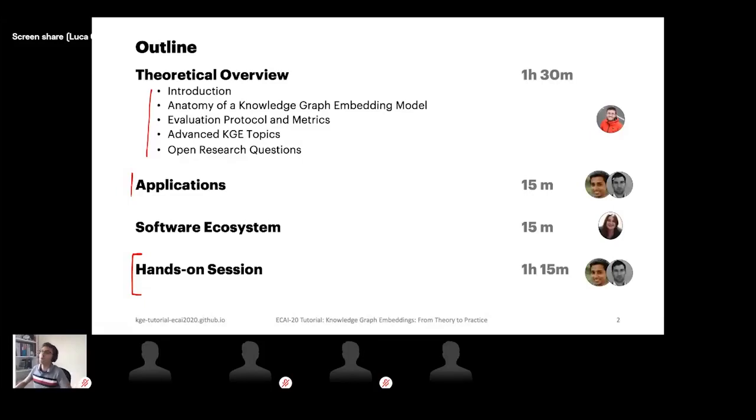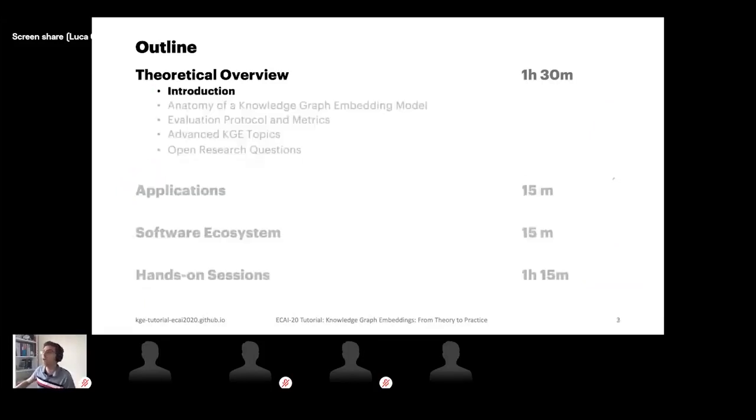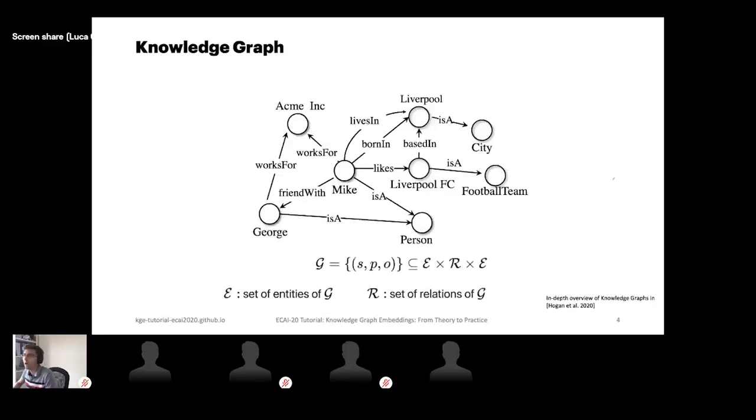All right, so let me kick off. Let's take a look at the theoretical background behind knowledge graph embeddings, and let's start with a quick introduction. We need a bit of shared jargon to get started. First of all, we need to define what a knowledge graph is.